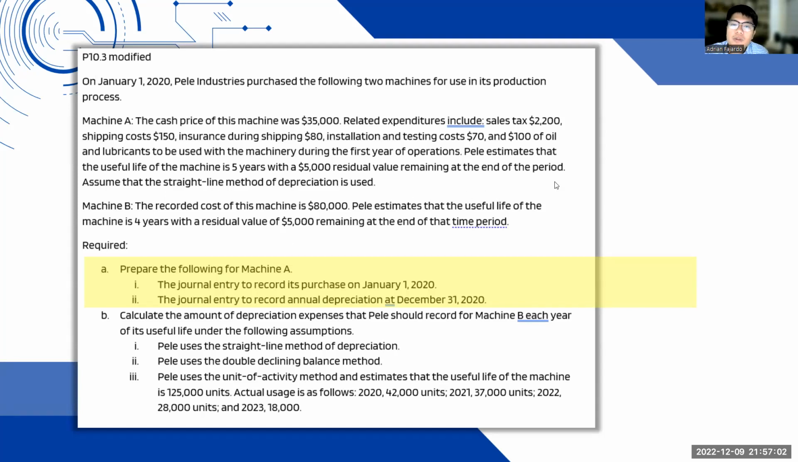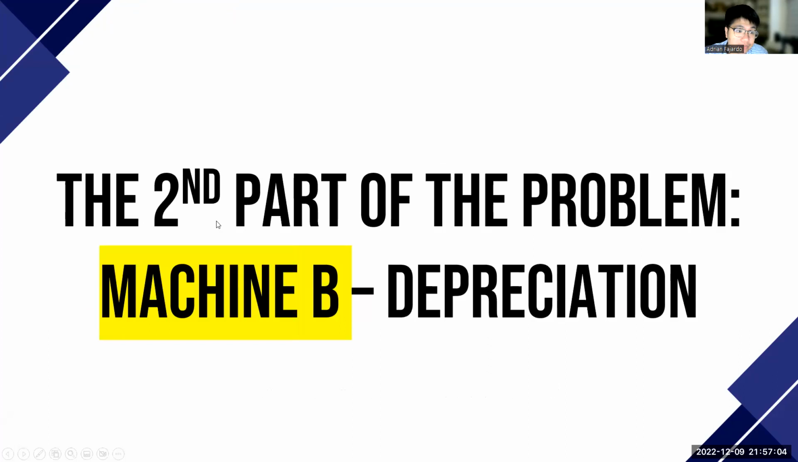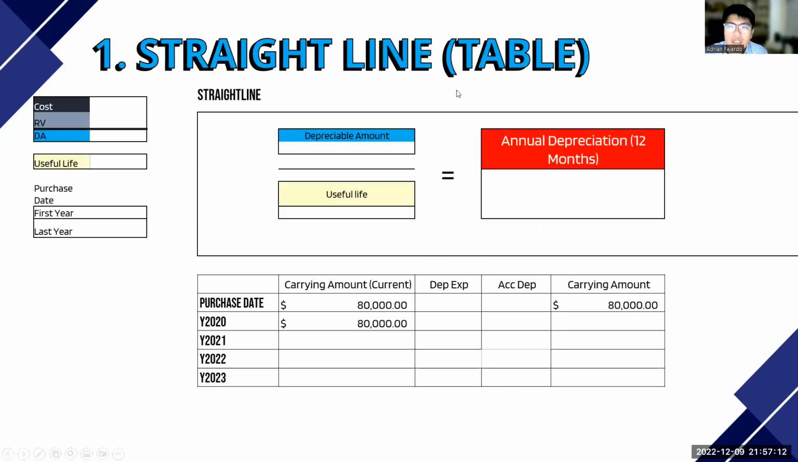Okay. Let's move on to the second problem. Machine B is just depreciation. Not same yung given, iba lang yung mga methods. So basically, we just get the cost, so to get the depreciable amount, then get the useful life. We're lucky because it's January.